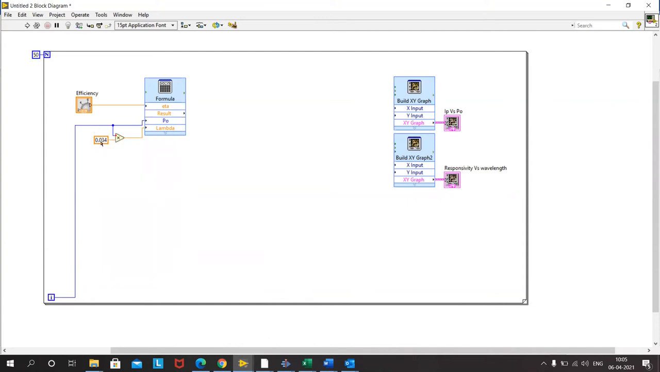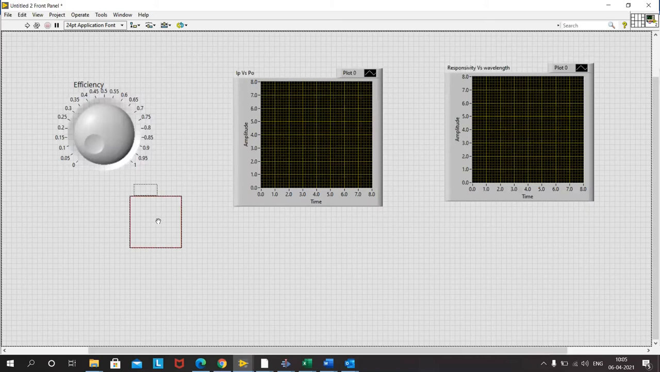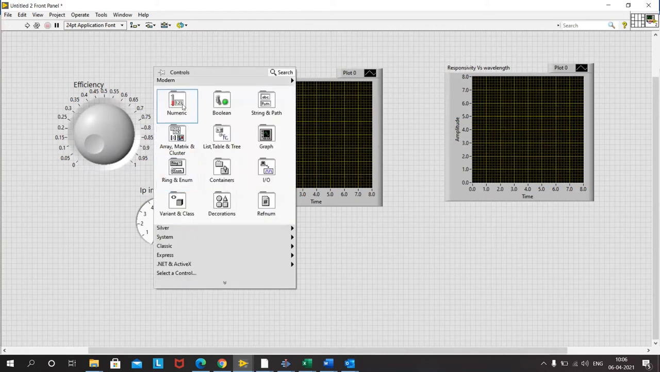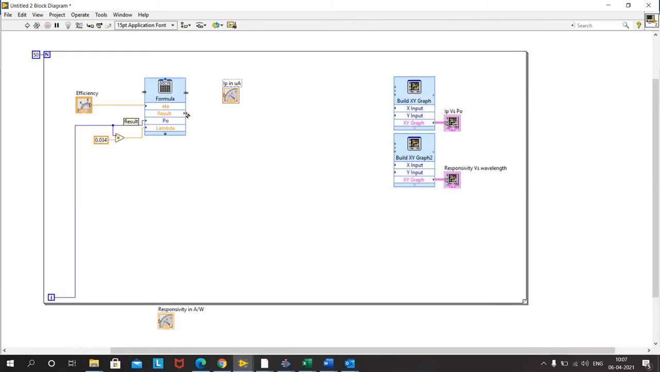Now if we multiply 0.034 with 50, we'll get the maximum wavelength as 1.7. Again, these wavelengths are in micrometers. So now we are set to get our IP. To measure IP, we'll create one gauge to see the IP in microamperes, and also the responsivity in amperes per watt. To see the output, connect the Y to IP and the X to PO, which is nothing but I.